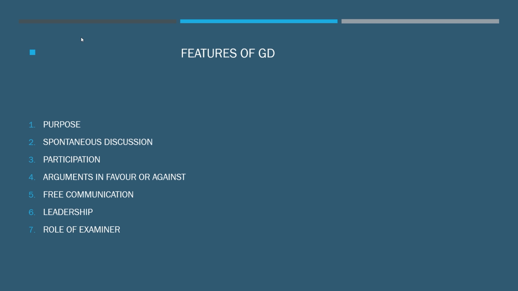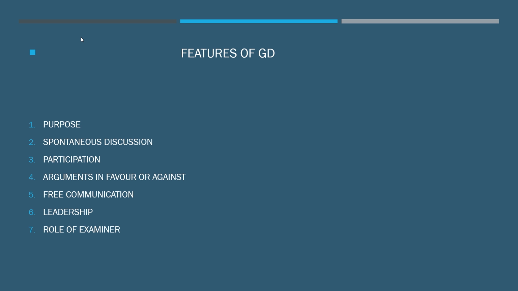Next, we have to study the features of GD. First one is purpose. There should be a clear purpose for a group discussion. If the purpose is not clear, the members of the group will indulge in aimless talking, leading to waste of time and energy. Second one, spontaneous discussion. In a GD, spontaneous discussion is made by the members of the group on a particular subject. Third point, participation. Since GD is pooling of available information, all the members in a group are encouraged to participate and contribute to the discussion.